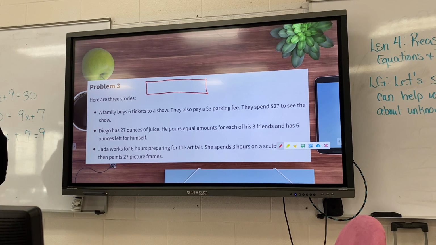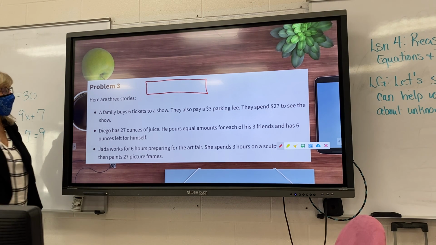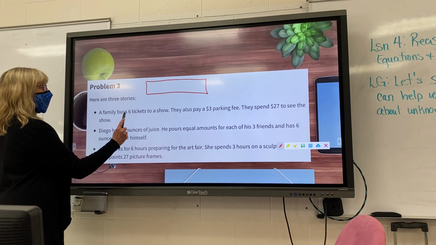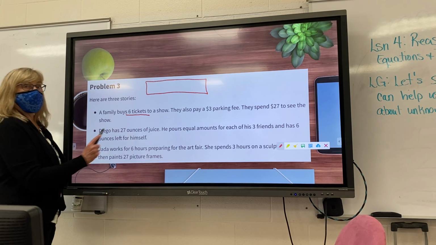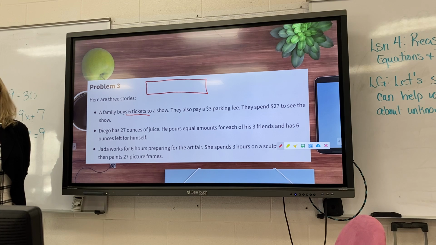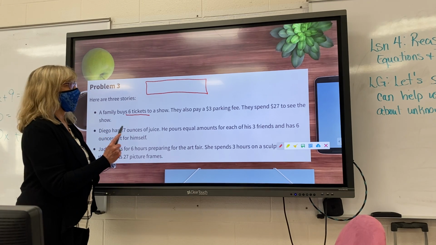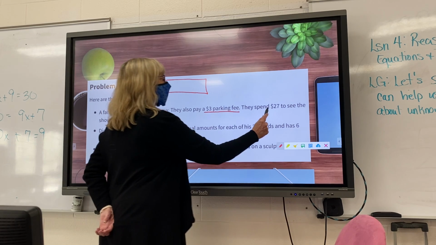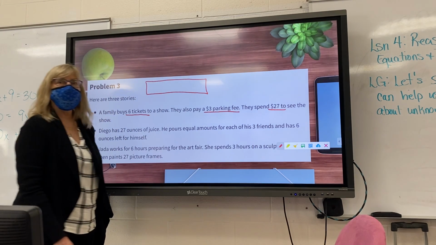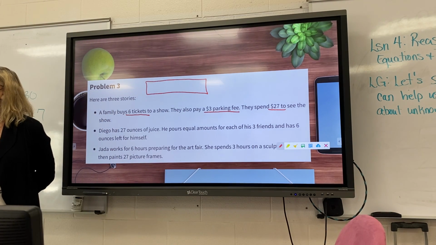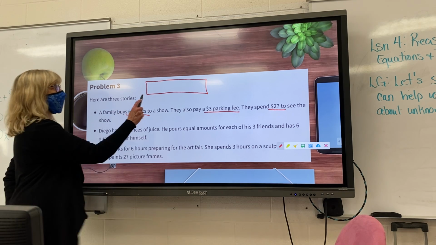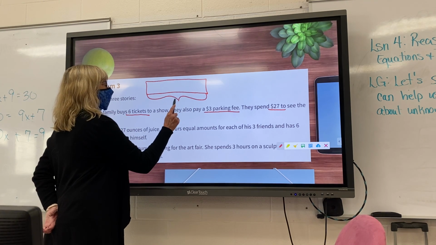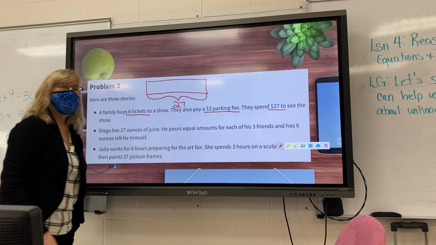Okay, what can we countermeasure? Money. Can we count 6 tickets? Yes. Okay, what else can we countermeasure? $3 parking fee and they spent $27. Okay, so is that $27 the total they spent for the night? Yes. Everybody see that? So I'm gonna put 27 right there.